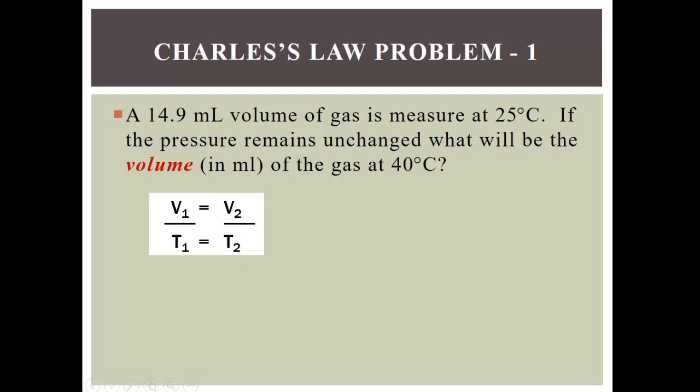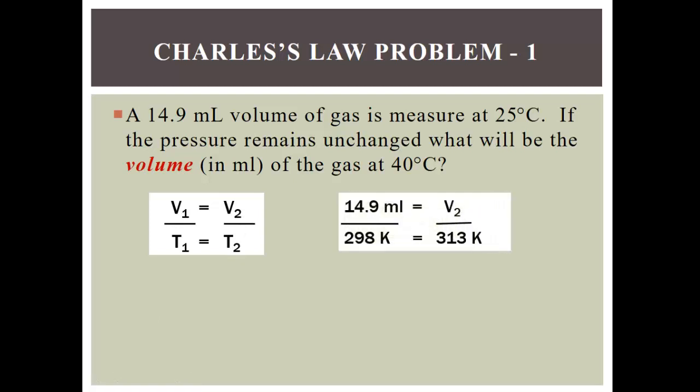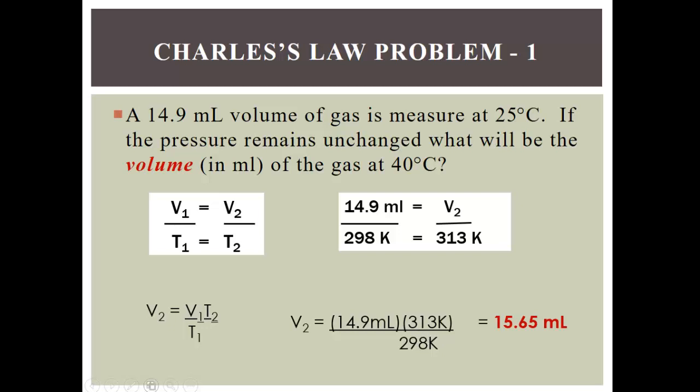So when we plug and chug, it looks something like this. How do we get V2 by itself? Well, we simply take 313 and multiply it by the other side. So it looks something like this. Notice that we did change our temperatures both into Kelvin, and we do our math, it comes up to 15.65. Really important, do not do your math in Celsius. We have to do it in Kelvin, so change that.